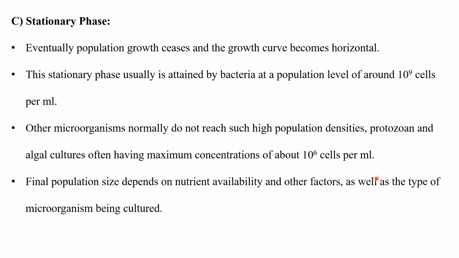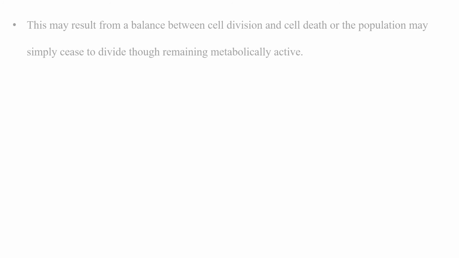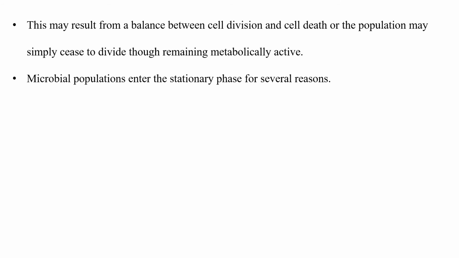So the final population size in the stationary phase will depend on the availability of the nutrients and different factors, as well as the type of organism which you are going to culture. In the case of the stationary phase, the total number of viable or living organisms remains constant. So in the stationary phase, you will observe there is a balance between the division and the cell death. But during this phase, the organisms remain metabolically active.